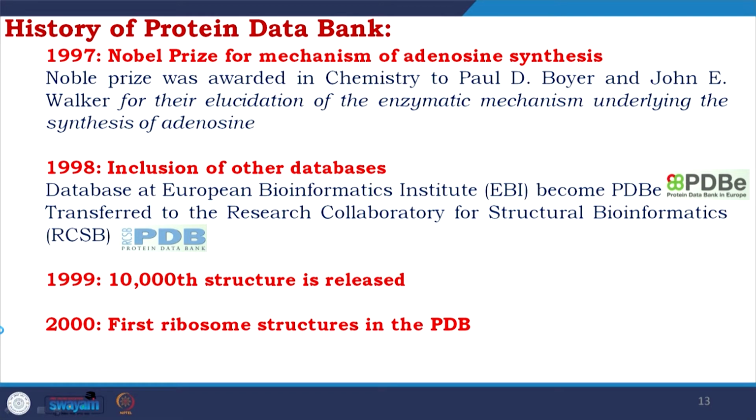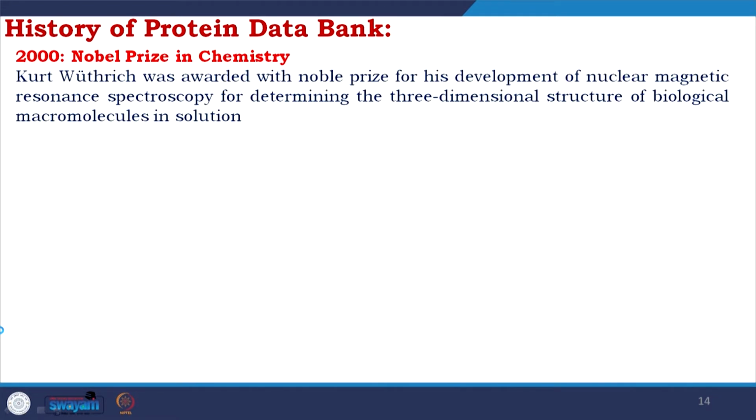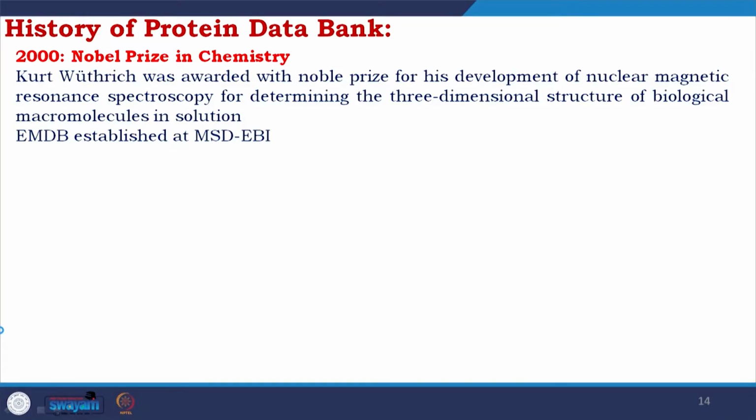In 2000, the first ribosome structure in the PDB, and Osaka University opened a PDB data deposition center in Japan called PDBj. 2000, a Nobel Prize again in chemistry: Kurt Wüthrich was awarded the Nobel Prize for his development of nuclear magnetic resonance spectroscopy for determining the three-dimensional structure of biological macromolecules in solution. We have talked about that when we were going through NMR spectroscopy. It is a very critical event in the world of structural biology.